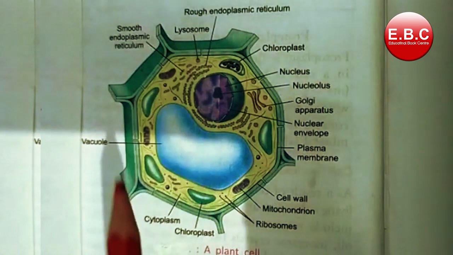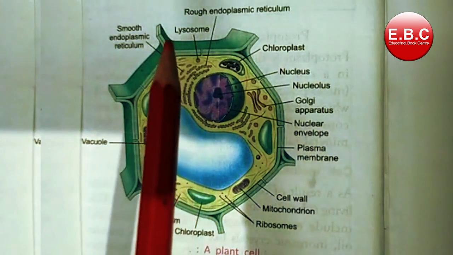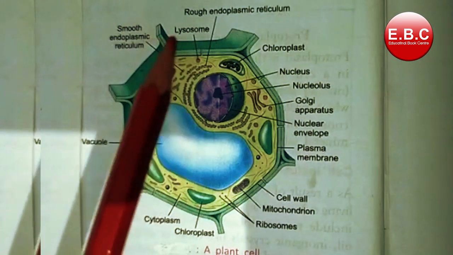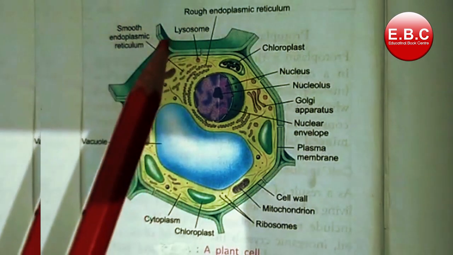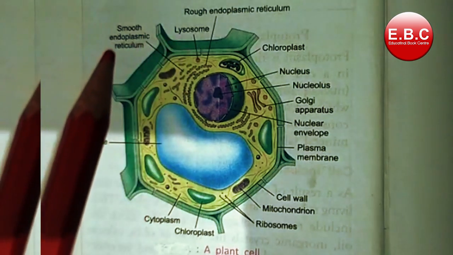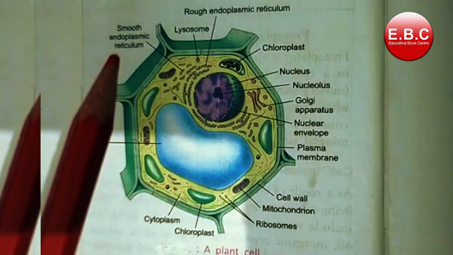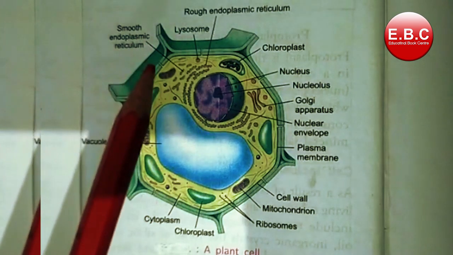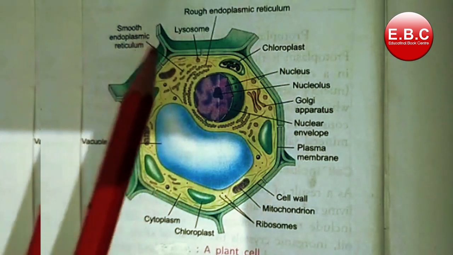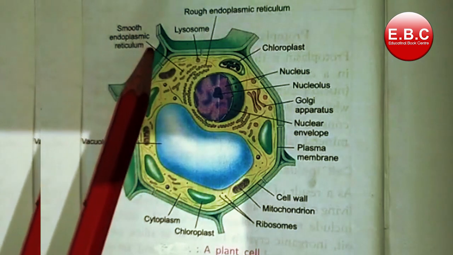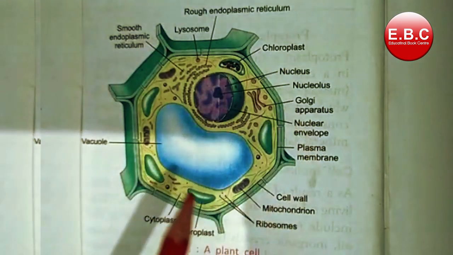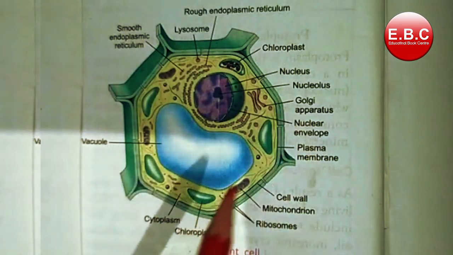Next is the lysosome. So students, you also know about this, as we discussed in the previous session, that lysosomes are said to be the suicidal bags. They provide energy during starvation. They digest worn out cell organelles and foreign objects. So students, this is the structure of the plant cell.